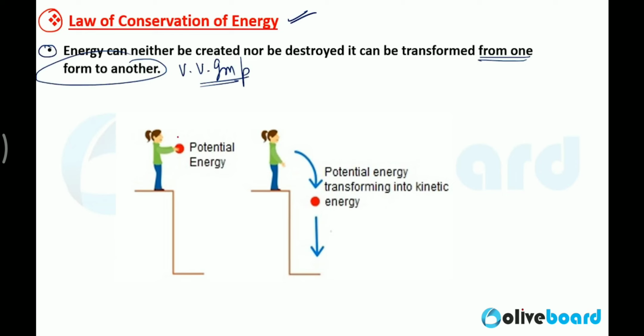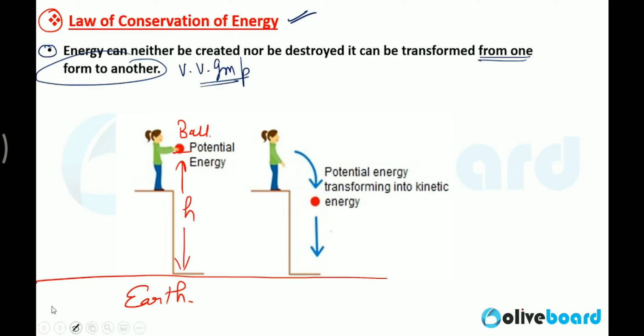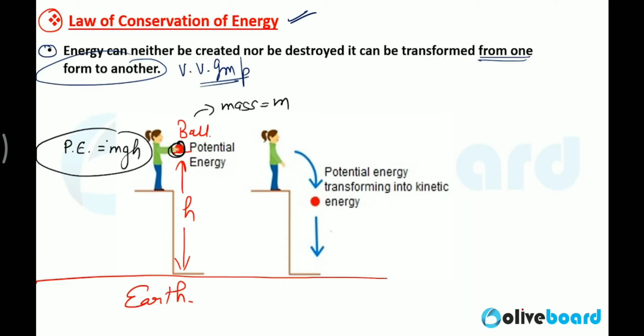This is a girl and she is holding a ball in her hand, and let's say this ball is at rest in the initial condition, and this is our earth surface. Let's say this ball is at height h above the earth surface, and it is at rest. So what is the potential energy of this ball? It is mgh, where m is the mass of the ball, and since the girl is holding the ball at present, the potential energy is mgh.